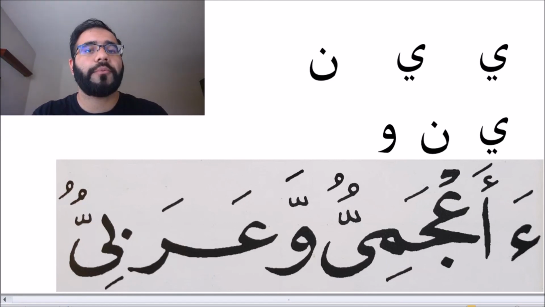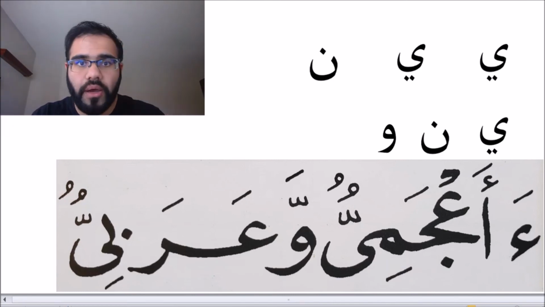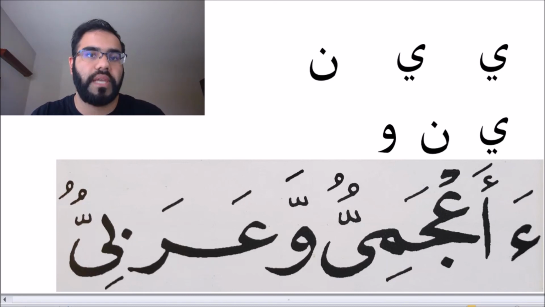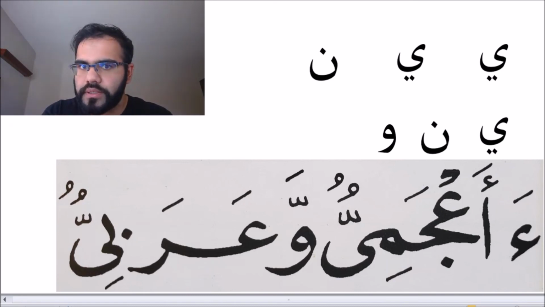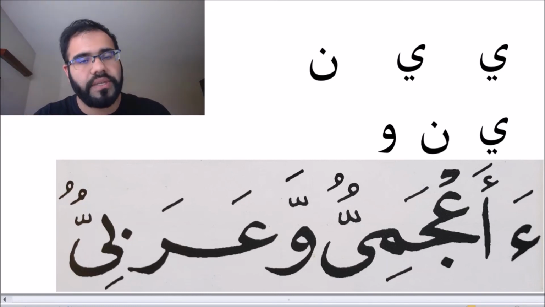So in the next lesson, I'm going to introduce another tajweed rule. This one is about the lam, how lam is pronounced in Allah's name. If Allah's name shows up in the Qur'an, it's pronounced different ways, depending on if there's a fatha, kasra, or dhamma. I'll explain that in greater detail in the next video.